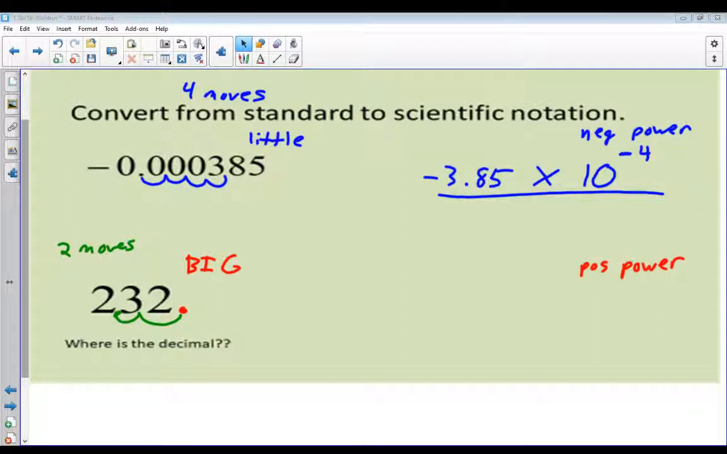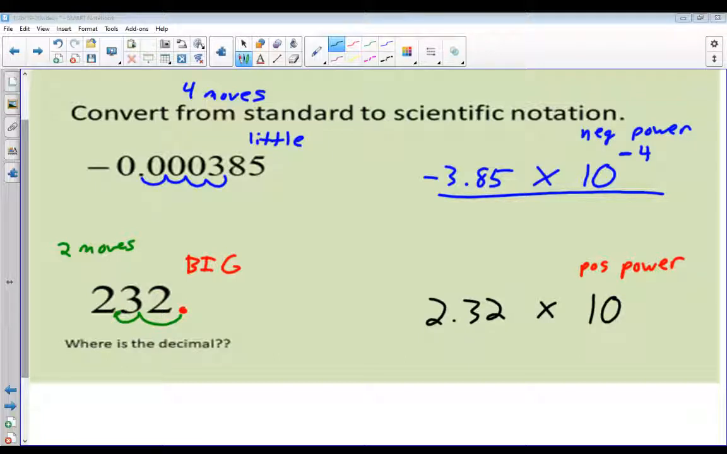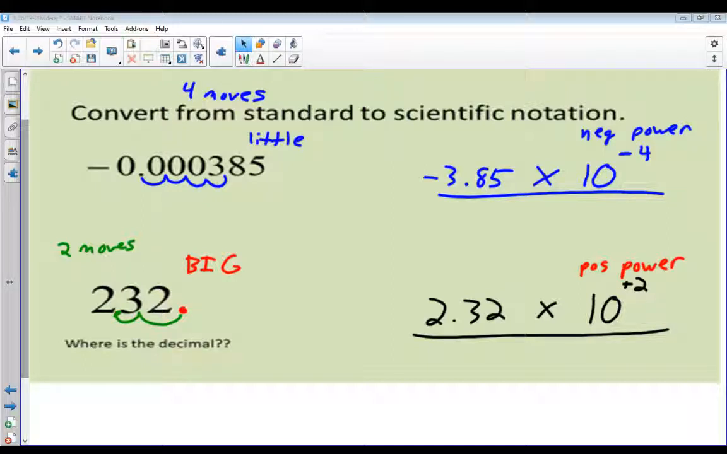And in 2 moves, I have rewritten the number as 2.32 times 10 to the power of 2, because we moved the decimal twice. And if you look at the note at top, it has to be a positive power. And there you go. There's your answer in scientific notation.